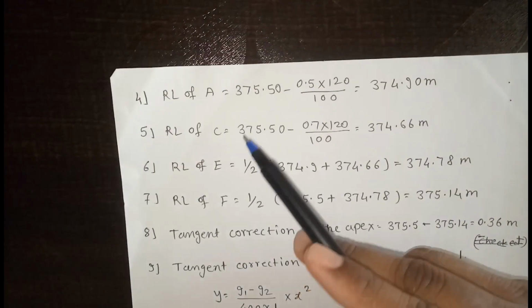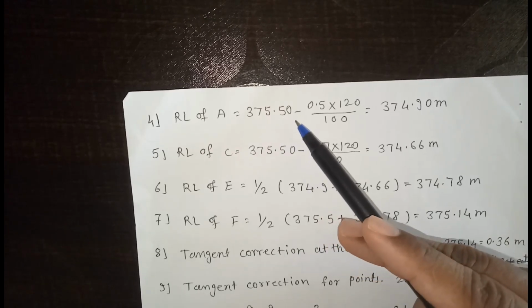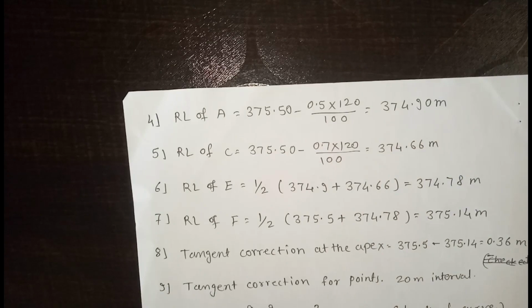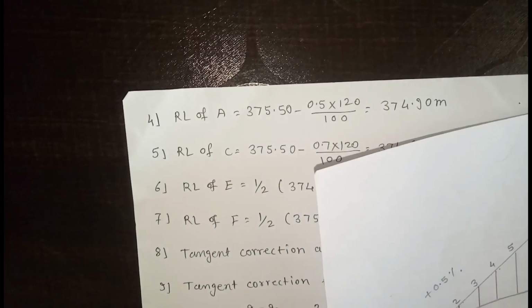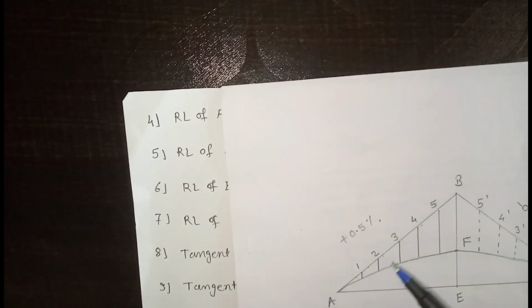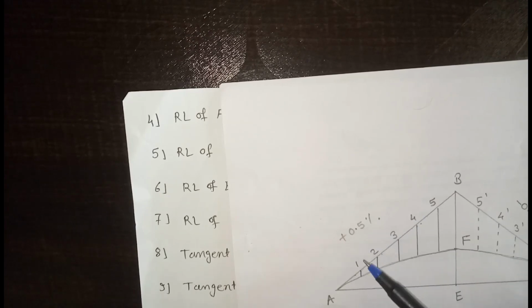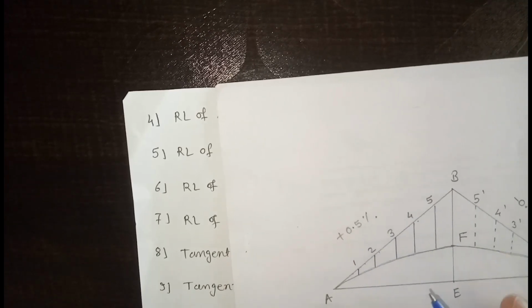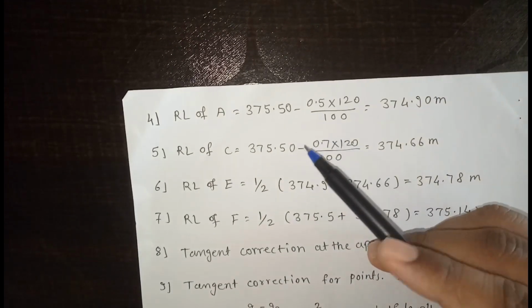So RL of A is equal to RL of B minus, now percentage of grade is 0.5% and length of the grade is 120 meter. The percentage of grade is 0.5% and length of the grade is 120 meter. So we have to subtract this grade.